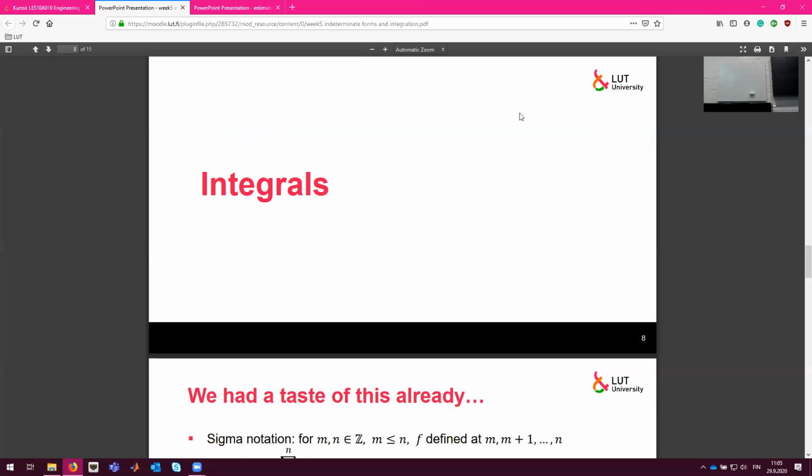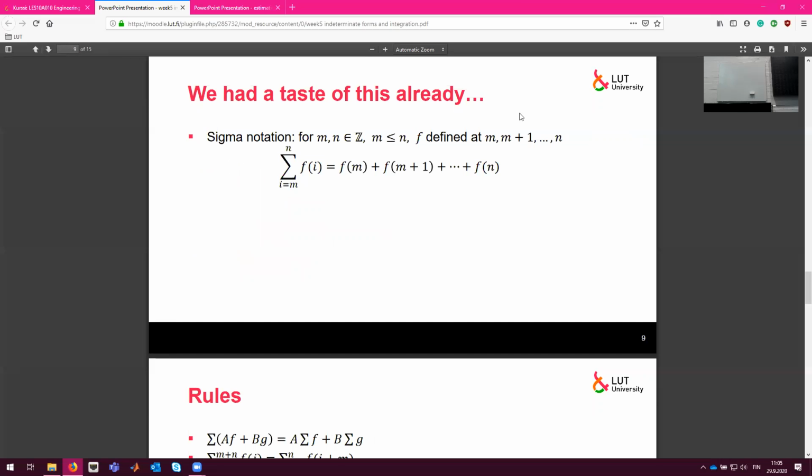Now, not all of you had done integration before, so let's have a look at what integrals could be. We had a short introduction on the analytical side that an integral was an antiderivative. But where we actually define the integral is that we're calculating the area under a function. So the sigma notation, we had already a taste of this. We had sigma on series, and sigma notation is that we calculate the values of a function at certain points.